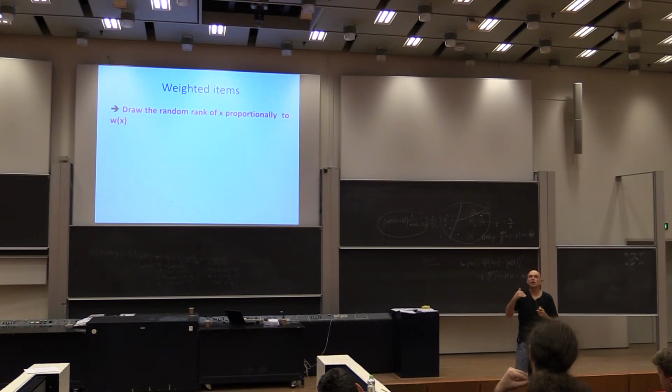And from that on, it's going to work the same. So instead of taking the k smallest with respect to the hash value per se, I'm going to take them with respect to the rank. The k smallest with respect to the rank. And that is going to give me a sort of a weighted sample.